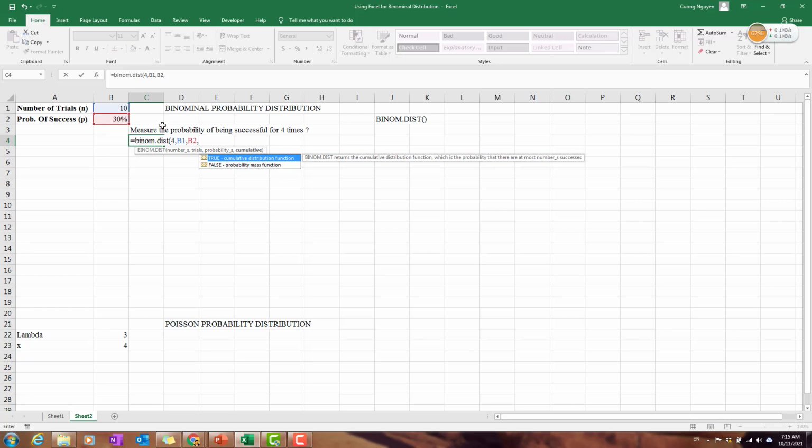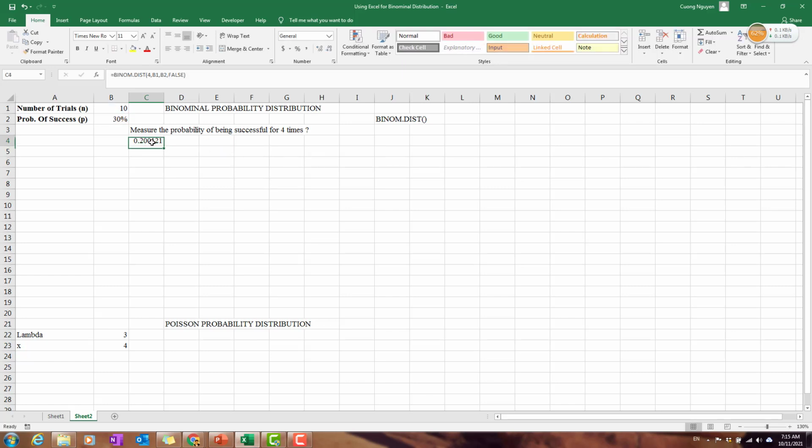Cumulative true means you would measure the cumulative distribution function. False is just for the probability mass function only. That means here we just want the probability of success exactly 4 times, not less than or equal to 4 times. So we just clarify it as false, close the parentheses, and we're done.